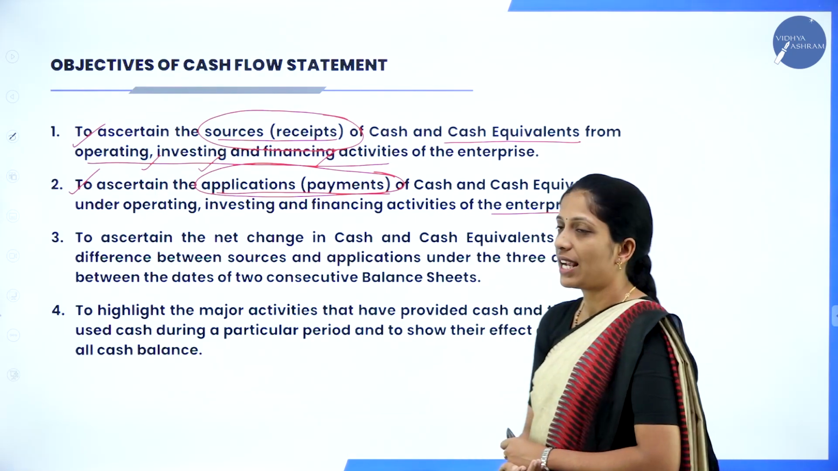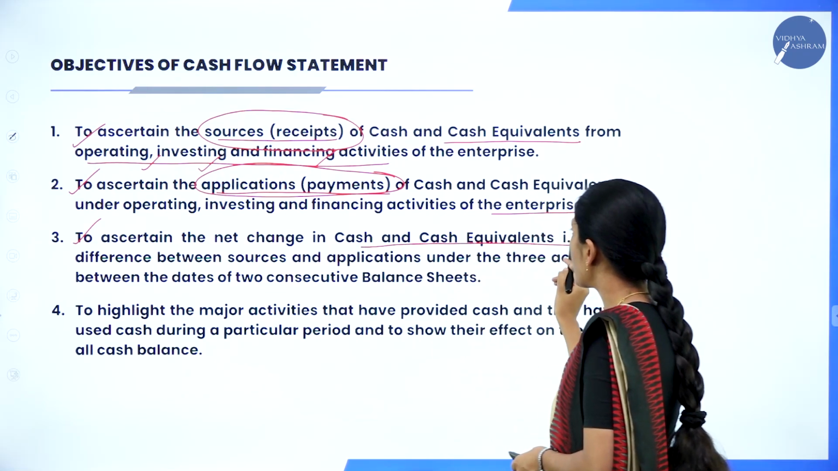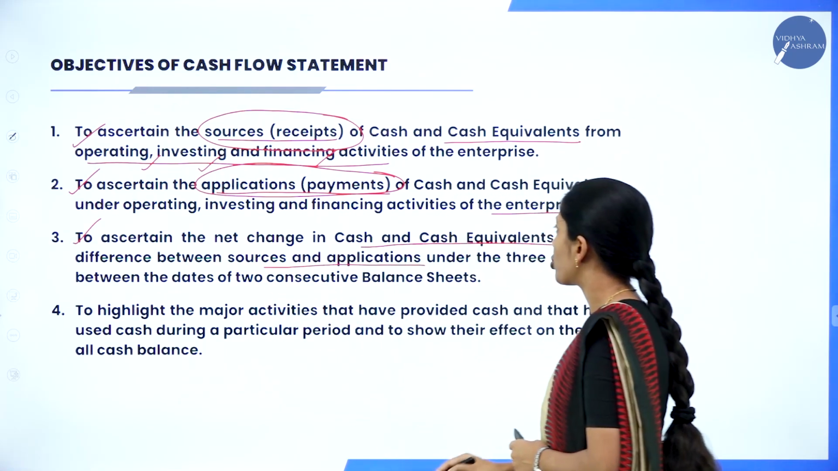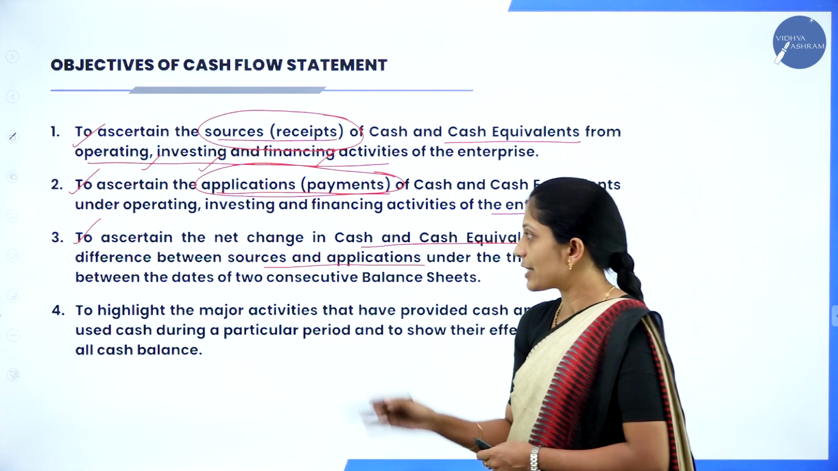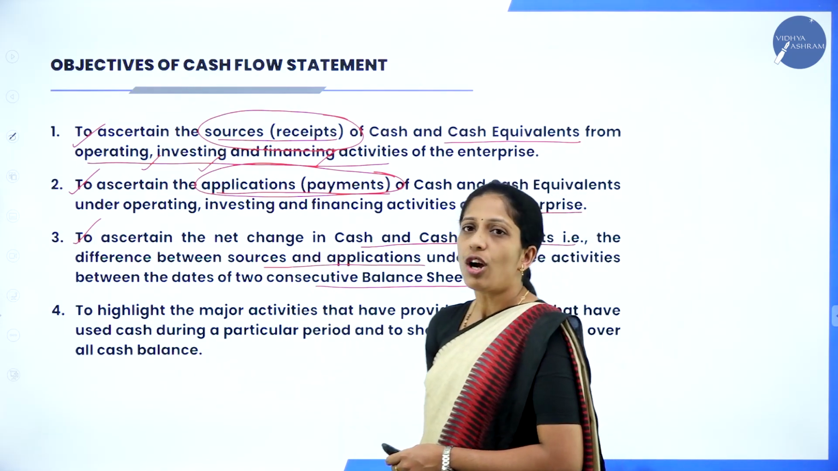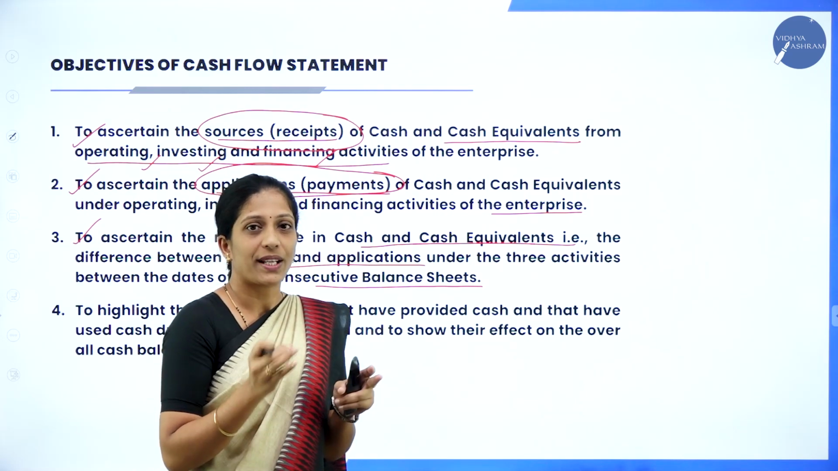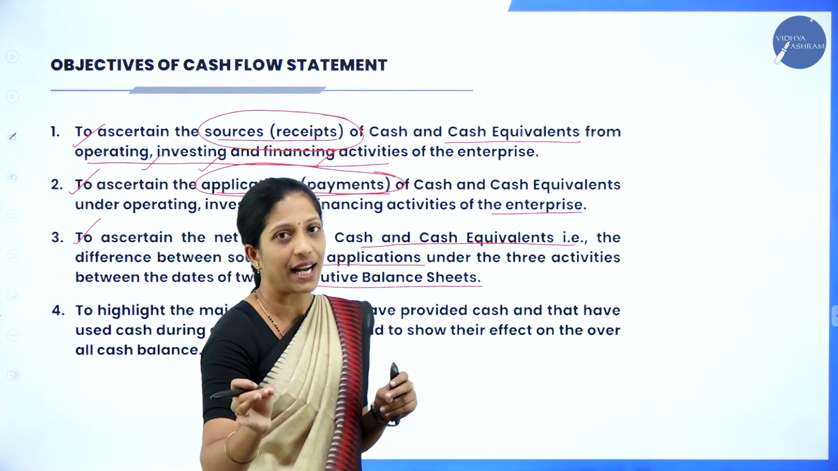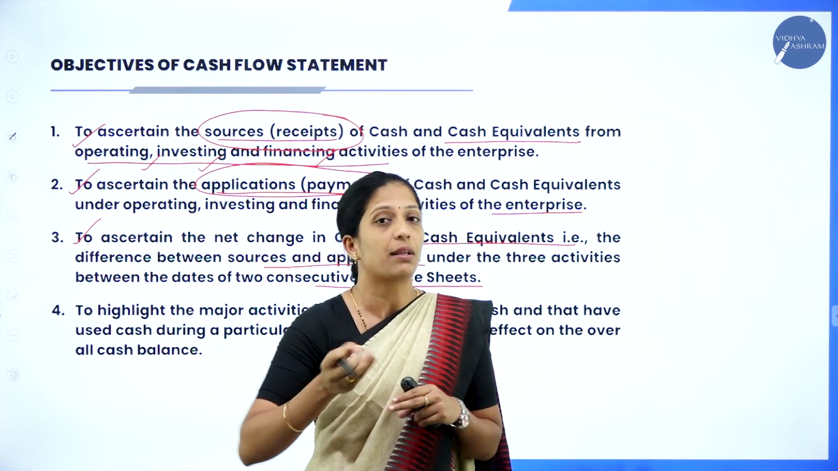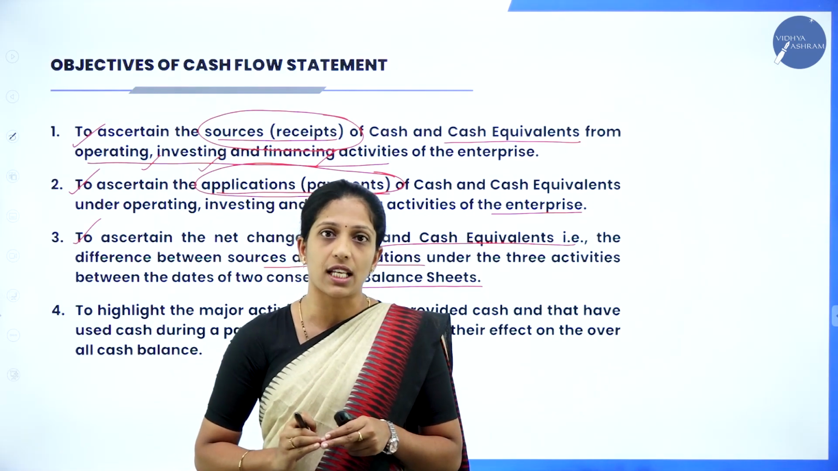of the enterprise. Now coming to the third one, to ascertain the net change in cash and cash equivalents, that is the difference between sources and applications under the three activities between the date of two consecutive balance sheets. So your first objective was from where do we get cash? Whether it is from operating, investing as well as financing activity. And the second one is application. Where do we actually make the payment? Whether in the operating activities, investing activities or in the financing activities.